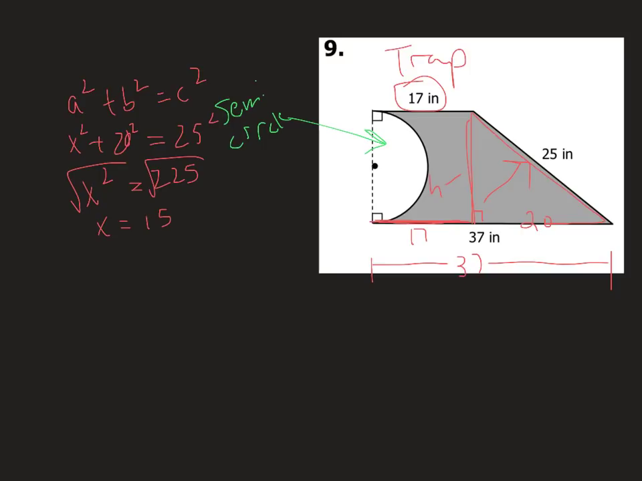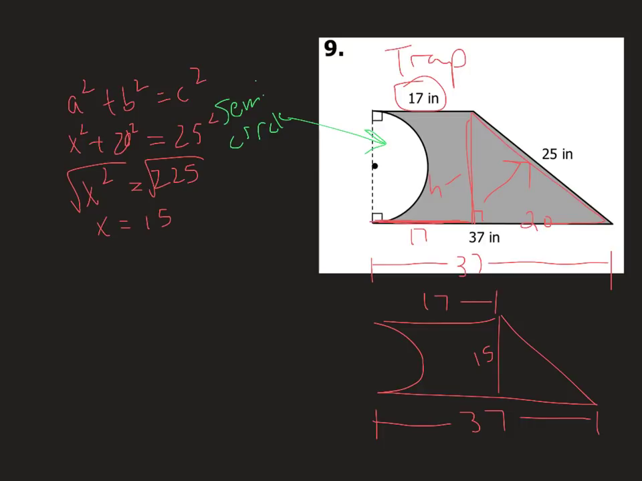Okay, so let's think about this now. The height is 15. The whole base of the trapezoid is 37. The top base is 17. That's our trapezoid piece. So area equals 1/2 times base 1, 37, plus base 2, 17, close that, times the height of 15. That's our entire figure, A sub 1.